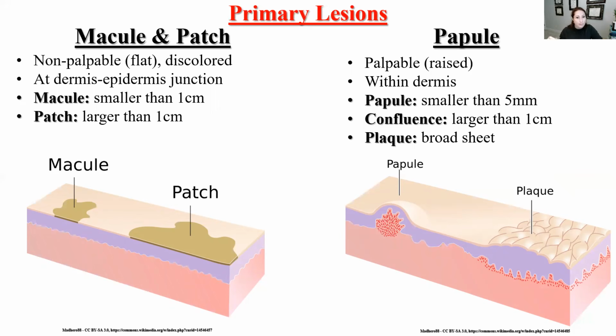Papules are palpable, they're raised. That's how you can remember the difference. So macules are flat, papules are palpable. These occur within the dermis. Papules are smaller than 5 centimeters. A confluence is an area of papules that's larger than 1 centimeter. And then a plaque is a broad sheet of papules.